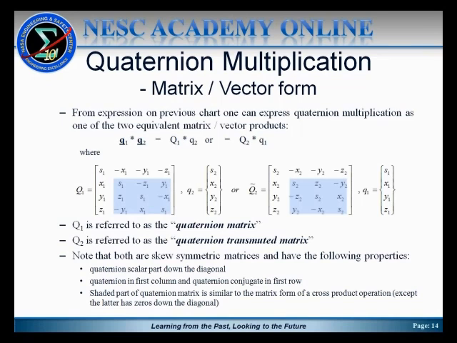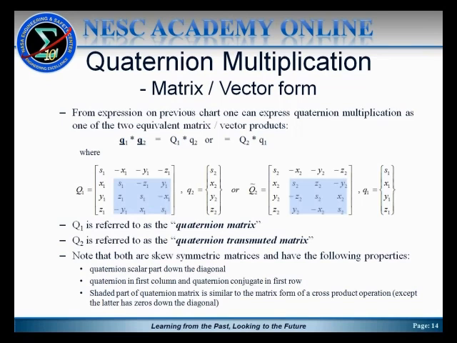And note they also have some similarities in their form. Both of those 4x4 matrices are skew symmetric, and they have the following properties. The scalar part of the quaternion runs down the diagonal of each of those matrices. The quaternion itself is in the first column of the matrix. The conjugate of the quaternion is in the first row of the matrix. And then the off-diagonal elements of the lower 3x3 matrix within the larger 4x4 matrix are skew symmetric, as I mentioned earlier, and they have similar characteristics, but they're reverse polarity from each other.